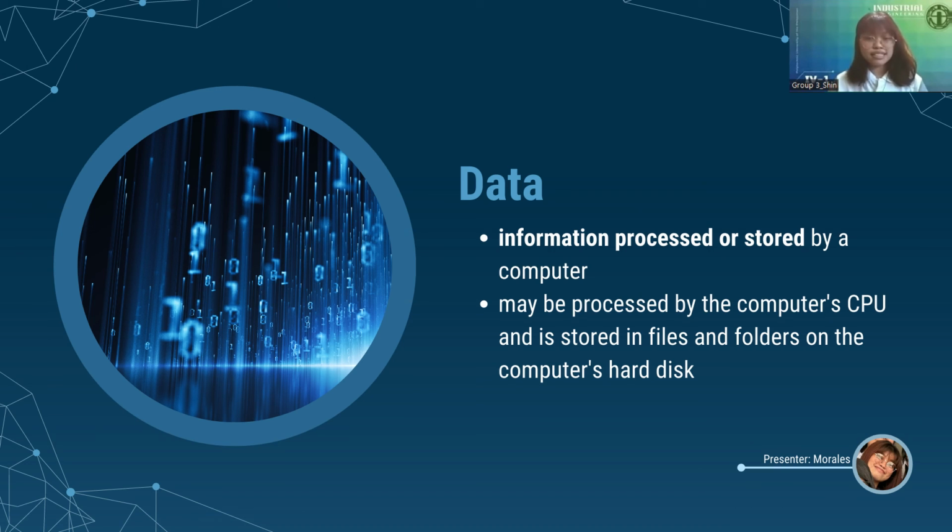Next slide, please. So data is the information processed or stored by a computer. This information may be in the form of text documents, images, audio clips, software programs, and etc. Data may be processed by the computer CPU and is stored in files and folders on the computer's hard disk. Next slide, please.